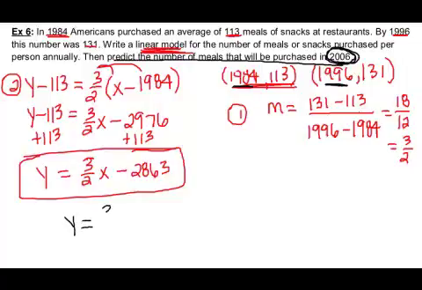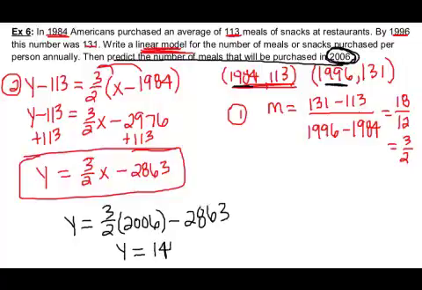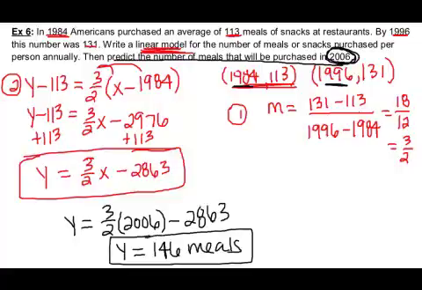So y equals 3/2 times 2006 minus 2,863. And that should give us our y value. If we plug this in, we should get y equals 146 meals. So in 2006, they should have 146 meals, or have purchased 146 meals. So again, we can use points, we can use linear models to predict what is going to happen in the future.